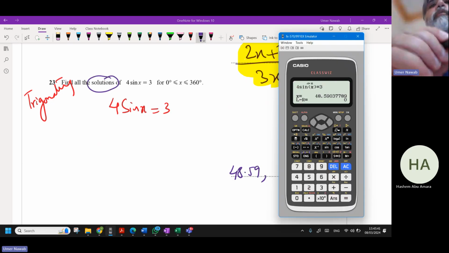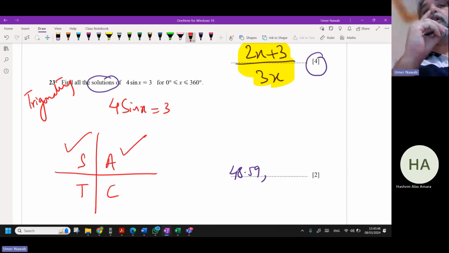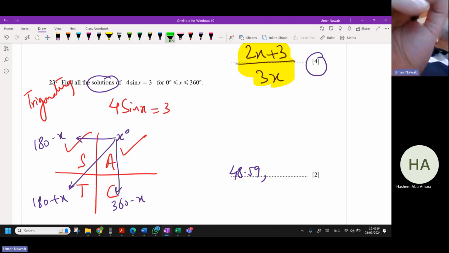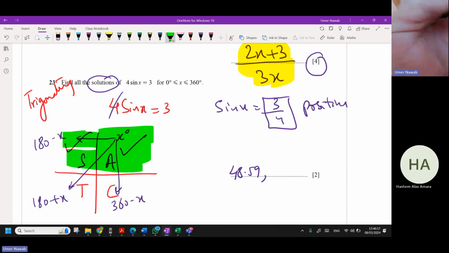But he said solutions, so there is one more solution. You remember that according to the ASTC rule, sine is positive in the first and the second quadrant. And Mr. Abdus Salam has taught you, if you have the angle here, if you want to convert it into the second quadrant, it is 180 minus x. If you want to convert it into the third quadrant, that is 180 plus x. If you want to convert it into the fourth quadrant, that is 360 minus x. Now, since my sine of x is equal to 3 over 4, which is a positive number, and sine is positive in the first quadrant and the second quadrant.